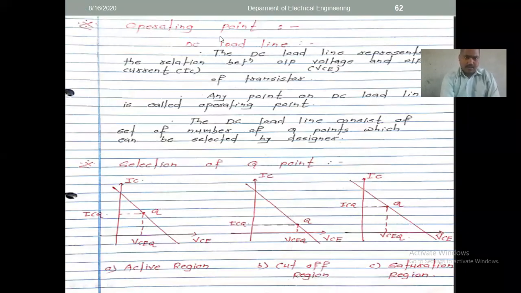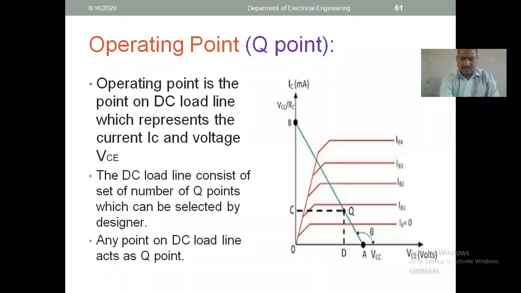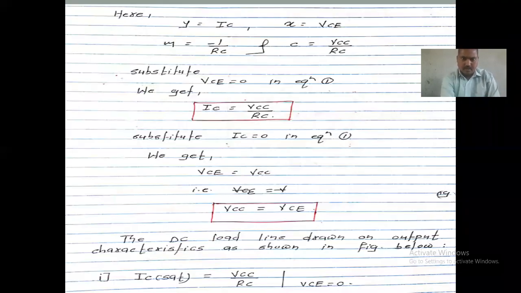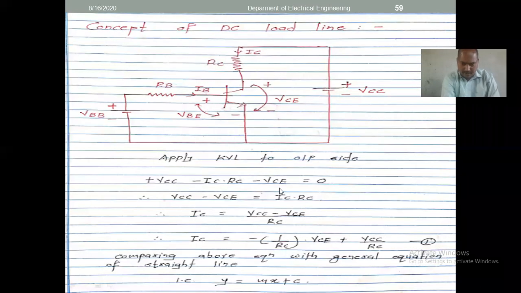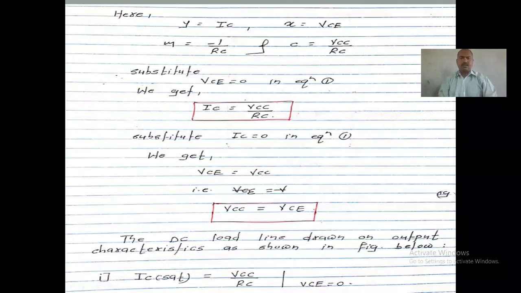Now see, this is the operating point equation with respect to this type of configuration. We have seen this equation. This equation is nothing but IC = -(1/RC)·VC + VCC/RC, which is the same as Y = mx + c. In that equation, Y indicates IC, m indicates 1/RC, x indicates VC, and c indicates VCC/RC.